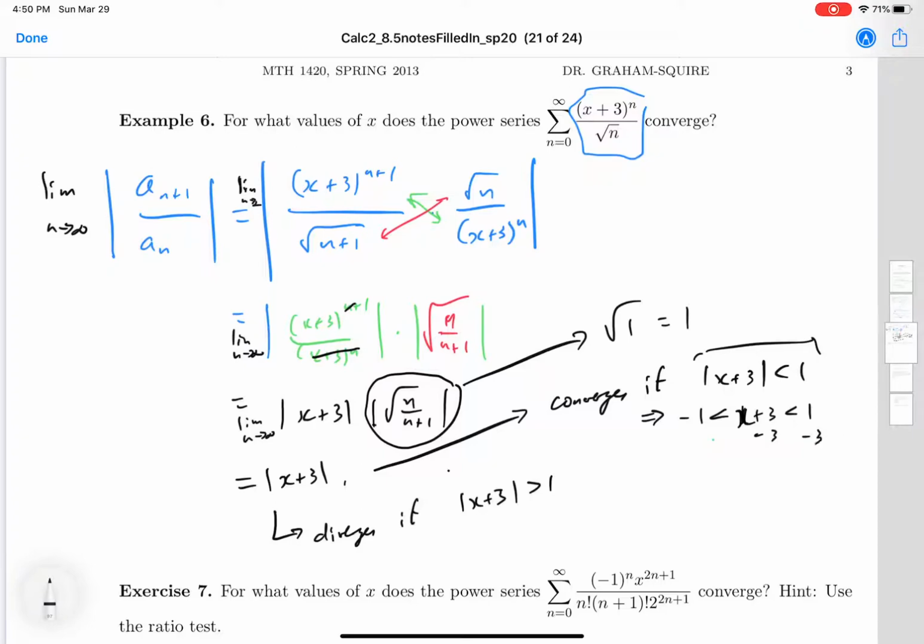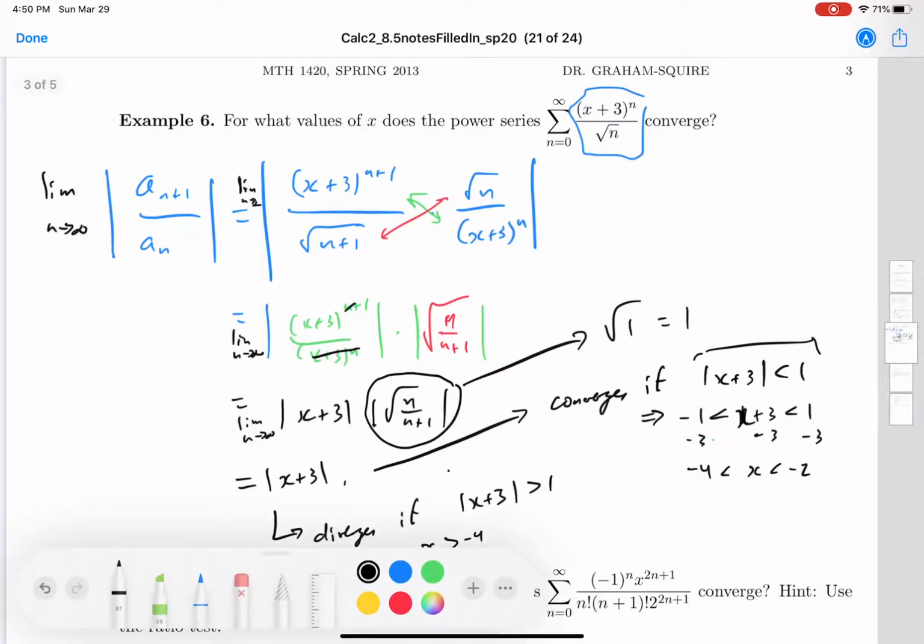And I can subtract 3 from all terms, and that tells me that my x is going to have to be between -4 and -2. And if I do the exact same thing but with the inequalities flipped, I'll end up getting that it diverges when x is greater than -2, or x is less than -4.